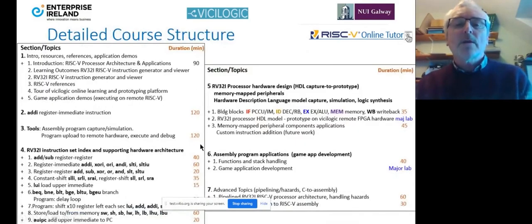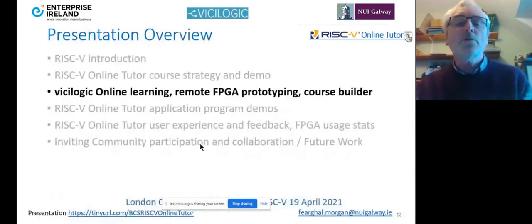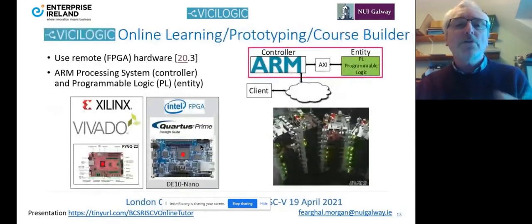The structure, the times are all amounting to maybe 14, 15 hours of courses, and then there are labs as well. So it was most of a one semester course. How does it all work? We use remote hardware. Pink module, FPGA module, that's what's in this tower. We're also porting to Intel, that's almost available, but every one of these FPGAs has an ARM processor, an AXI interface, and programmable logic. And we connect the ARM across the web to the client.